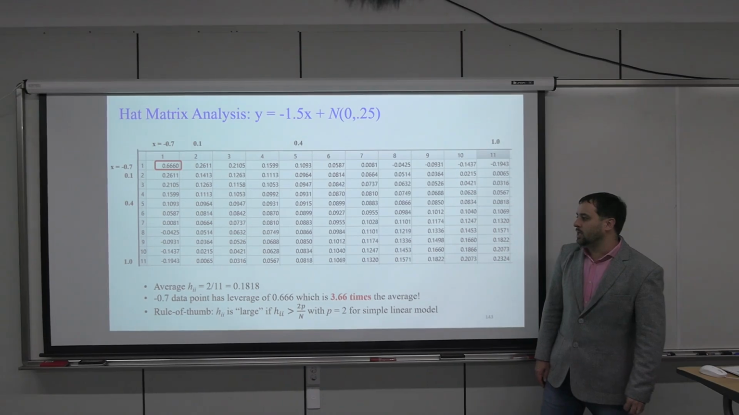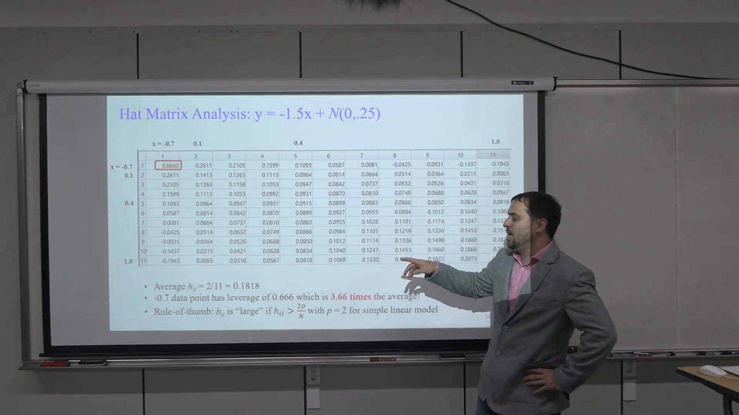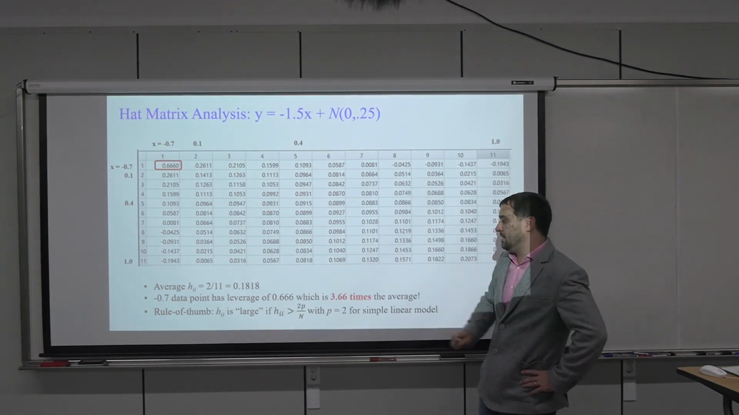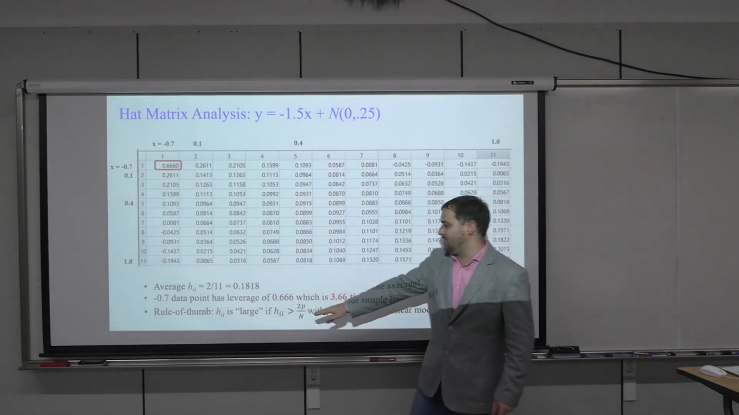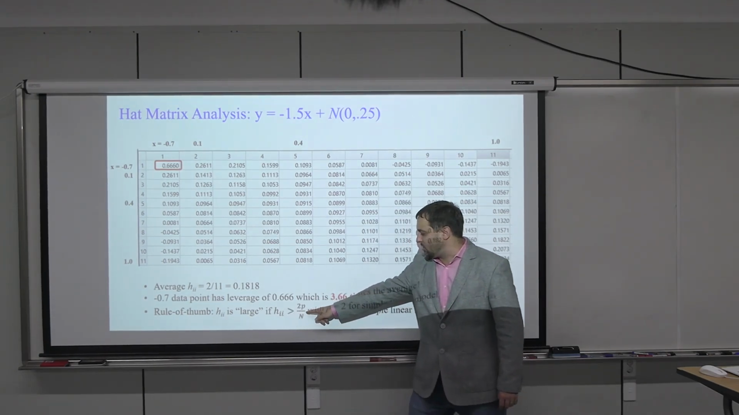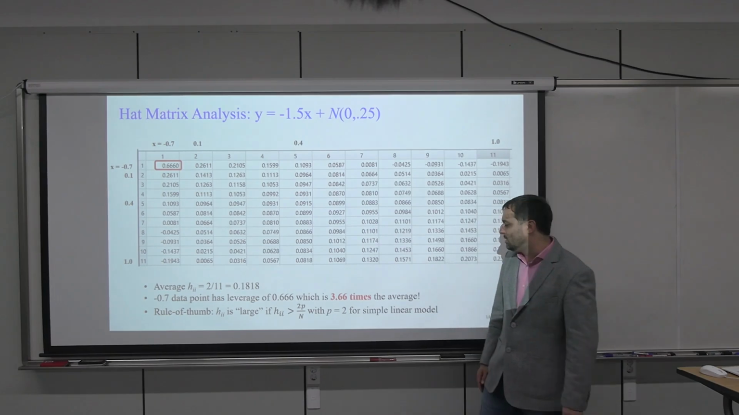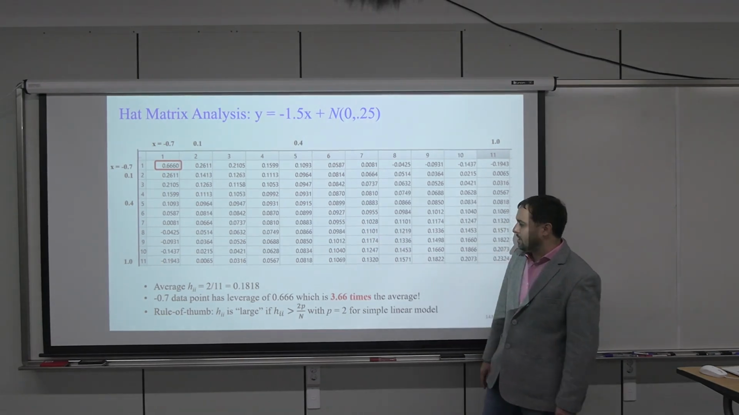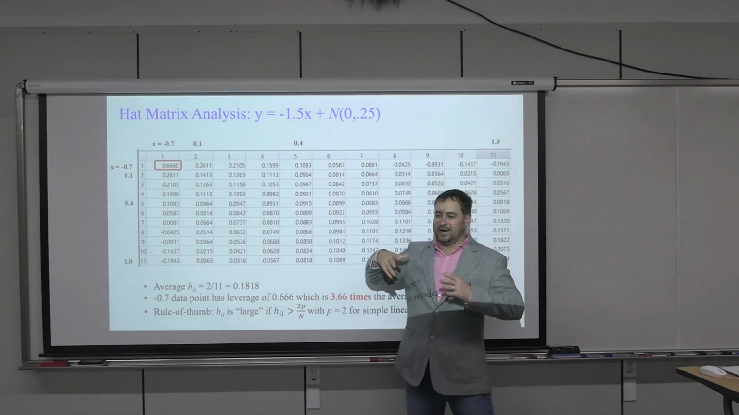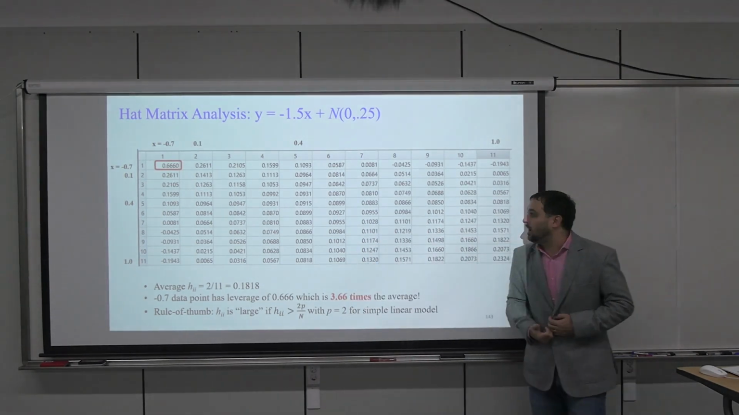Basically, that's what you do when you make your hat matrix. Calculate your average HII, and then a rule of thumb is if any individual HII is greater than 2 times P divided by N, in this case P equals 2, that means the HII is large and that data point will have high leverage.